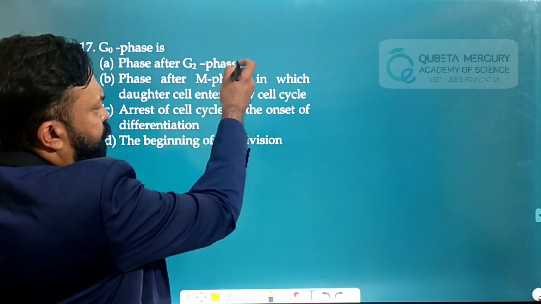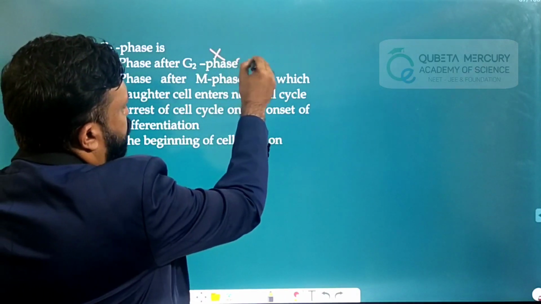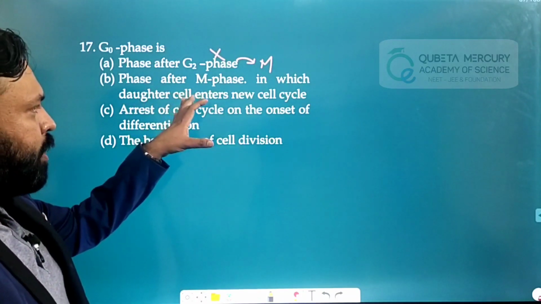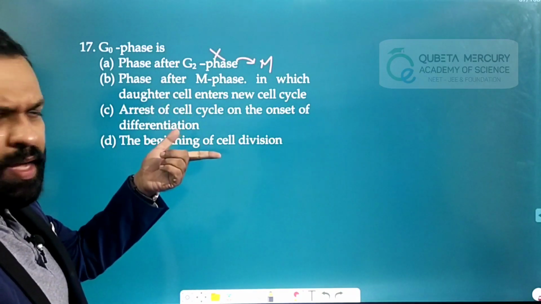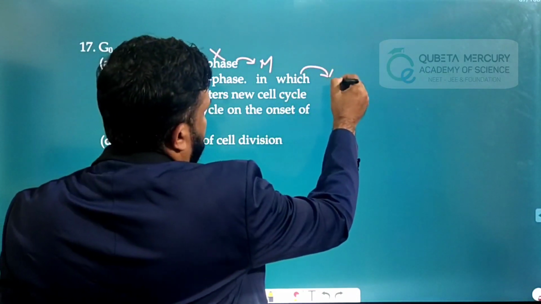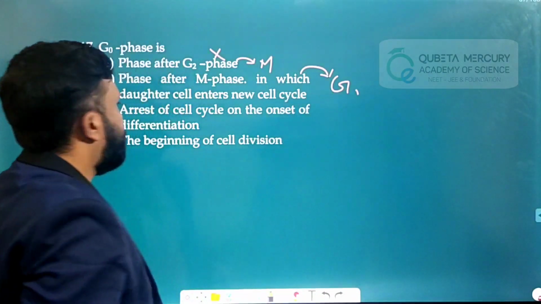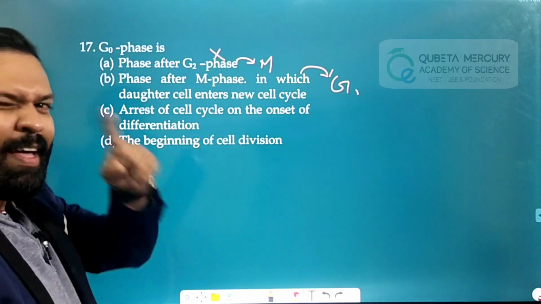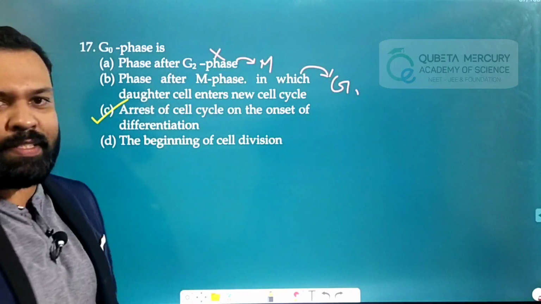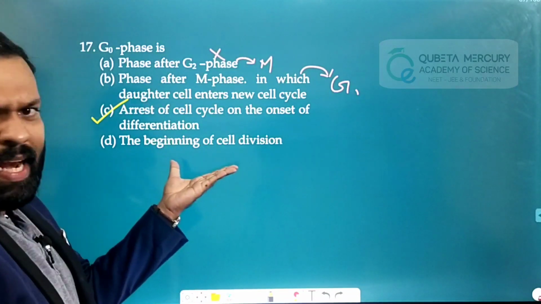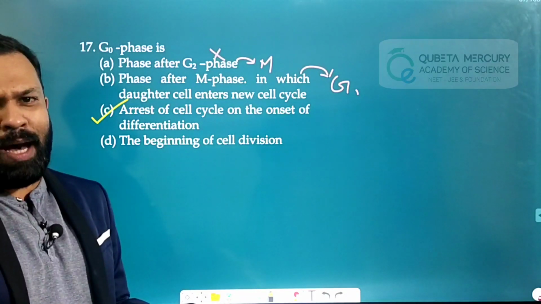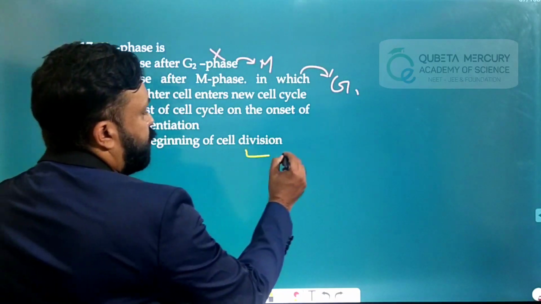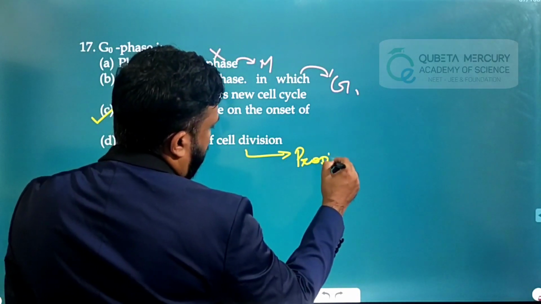Phase after the G2 phase? No, because after the G2 phase there will be a phase called the M phase. Phase after the M phase, in which daughter cell enters new cycle. If the daughter cell enters a new cell cycle after the M phase, that will be the G1. Arrest of cell cycle on the onset of differentiation, that will be the right option meant for G0 phase, the quiescent phase. The beginning of the cell division is marked by the prophase of karyokinesis, right?